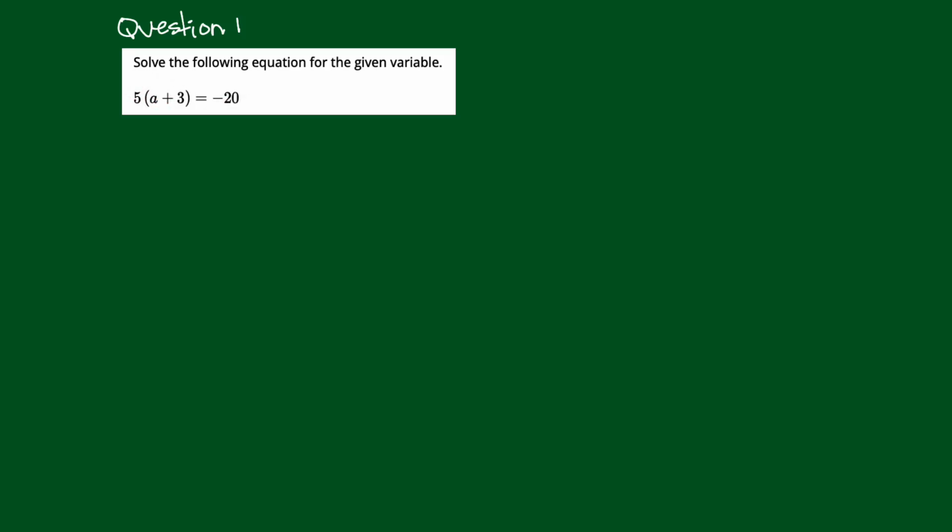Let's start by eliminating this set of parentheses. So let's use the distributive property and distribute that 5. So we'll get 5a plus 5 times 3 is 15. That's equal to negative 20.